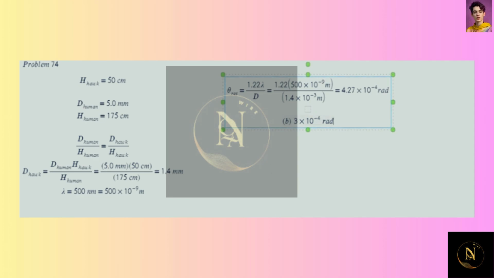So the resolution limit for a hawk, if the hawk is 50 centimeters tall, we did a proportional argument to find the pupil size of the hawk to be this quantity here, 1.4 millimeters, and then we plug that into this theta res formula using 500 nanometers for our wavelength. This concludes problem 74.